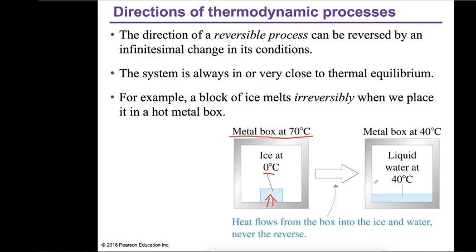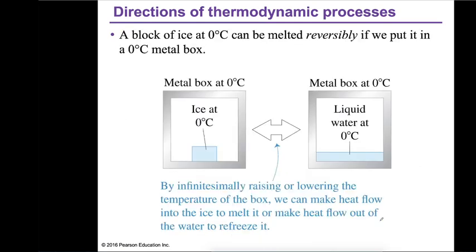And at the end, you will see the ice melted into liquid water, and the temperature of the liquid water finally becomes 40 degrees. And the metal box is also 40 degrees. So the heat flows from the box into the ice and water, and it never reverses. This is an irreversible process.